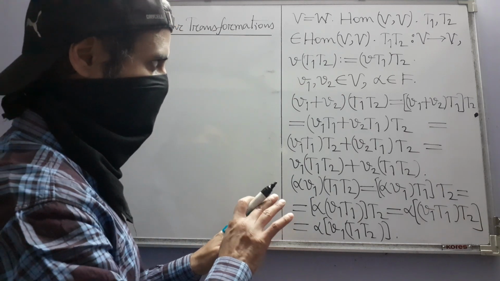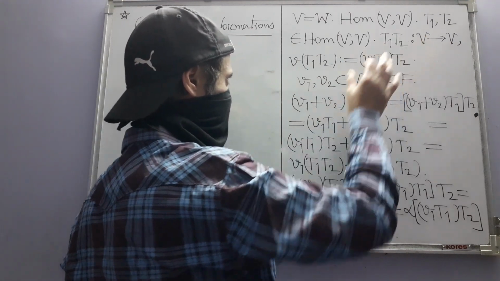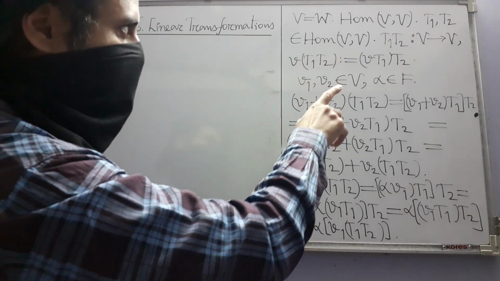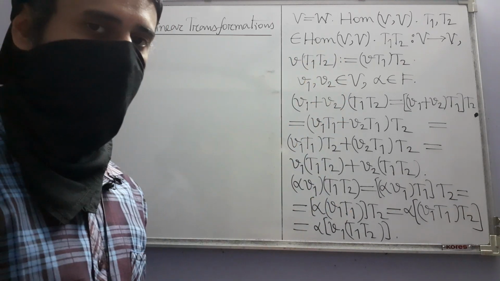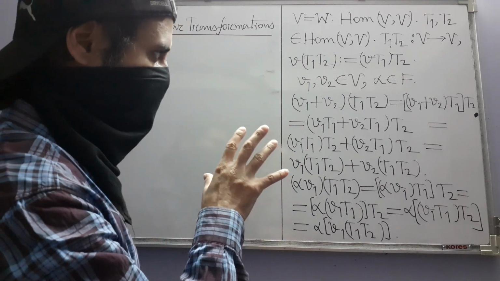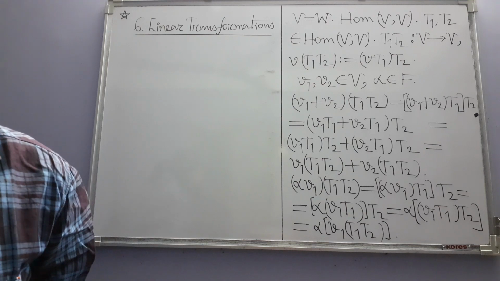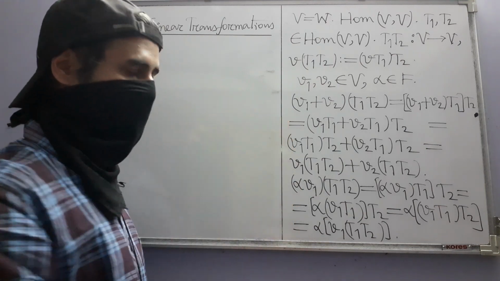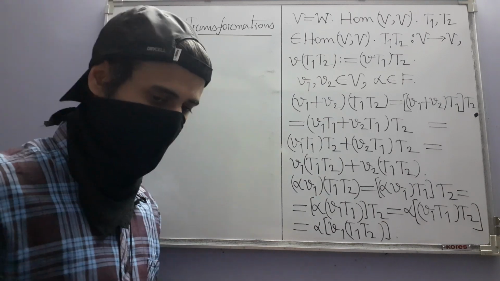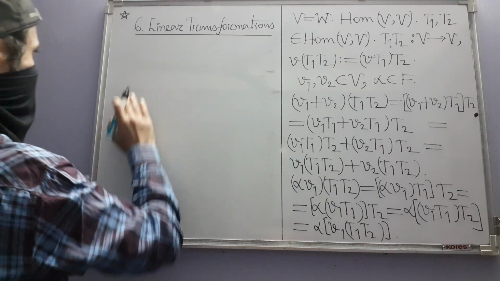So we have just achieved the fact that this is a binary operation, just like the addition in Hom(V, V). This is another binary operation which we are going to call multiplication, for reasons that will be clear now. This is not the only property that this new operation has. It has other familiar properties. So let us start by writing those properties here.